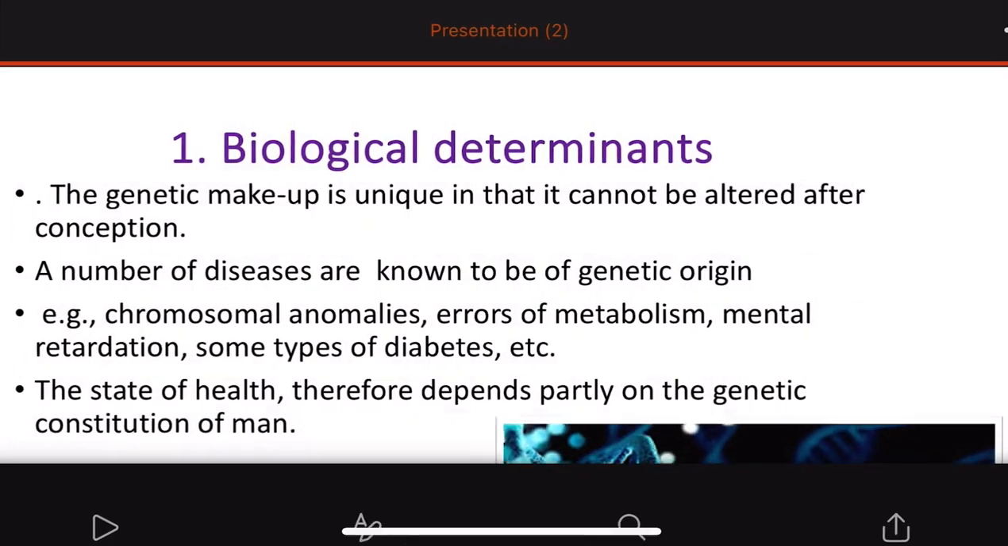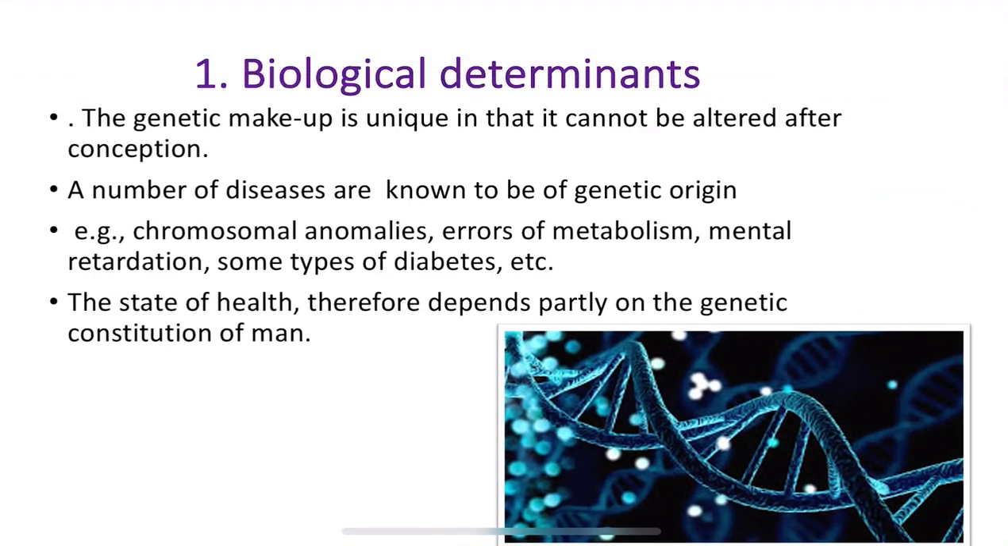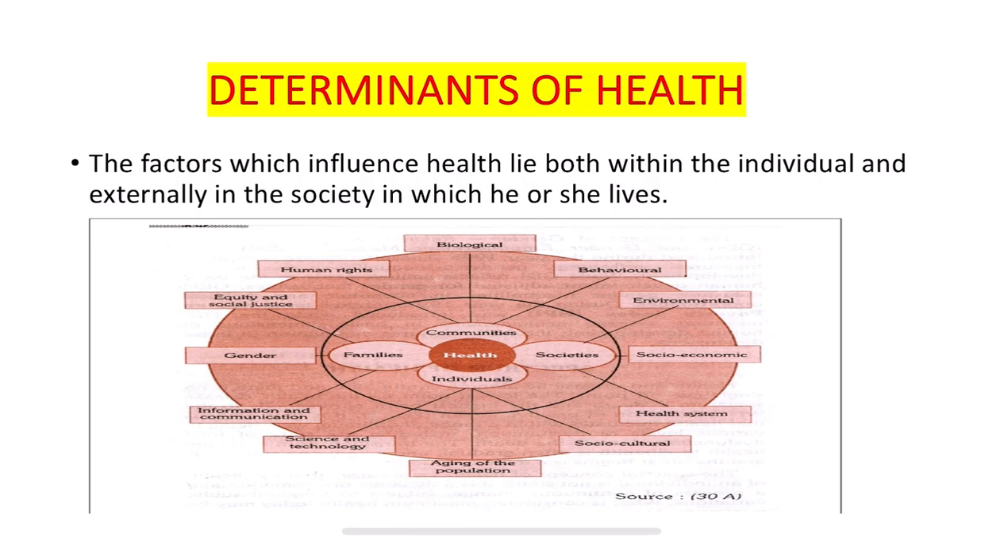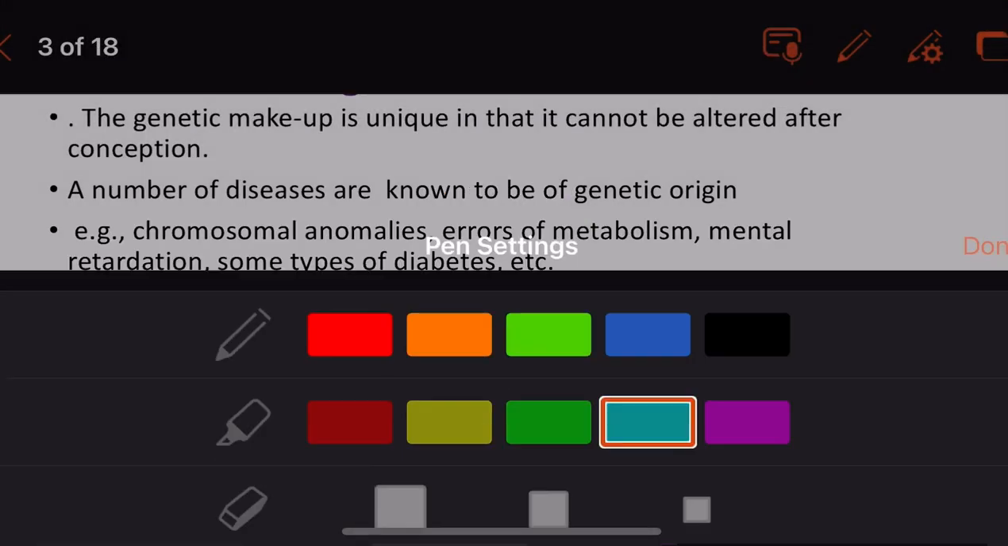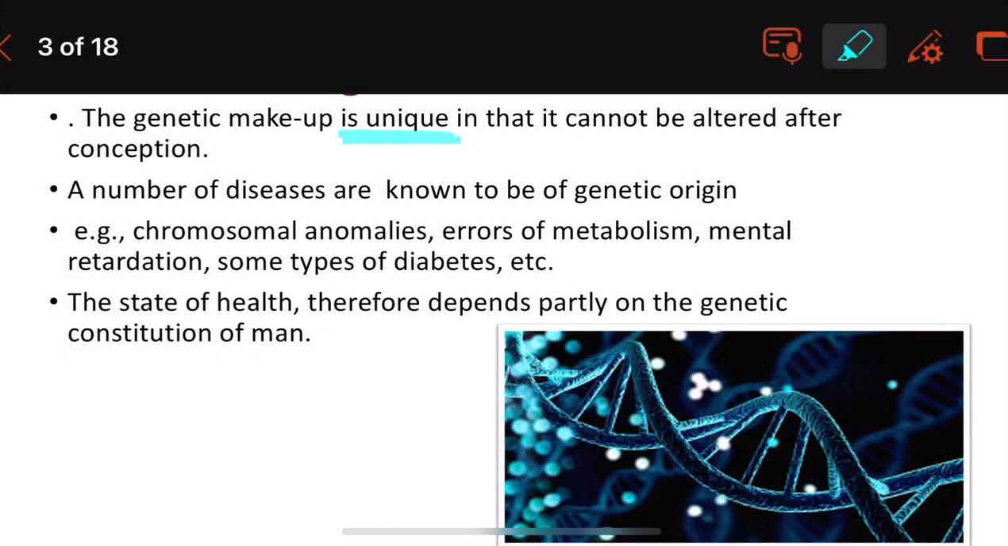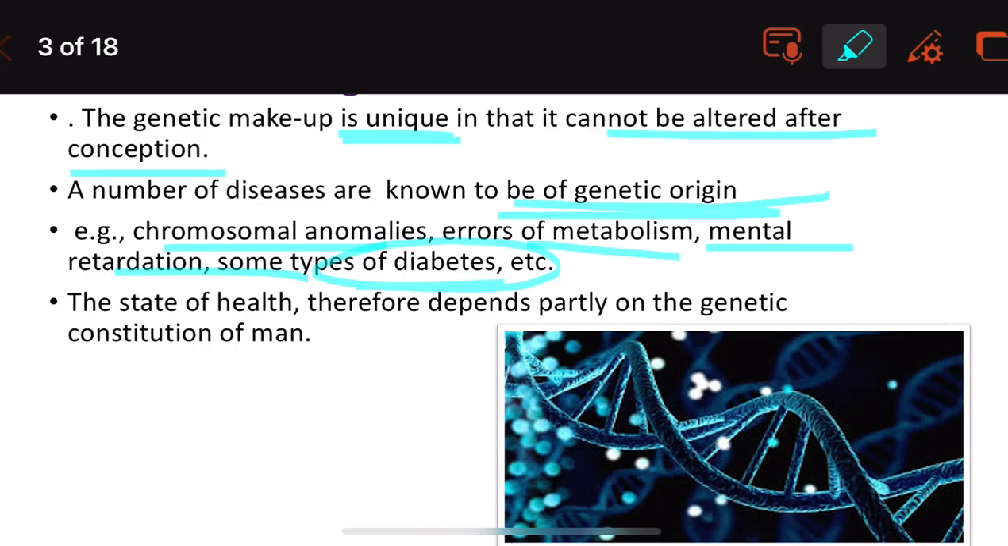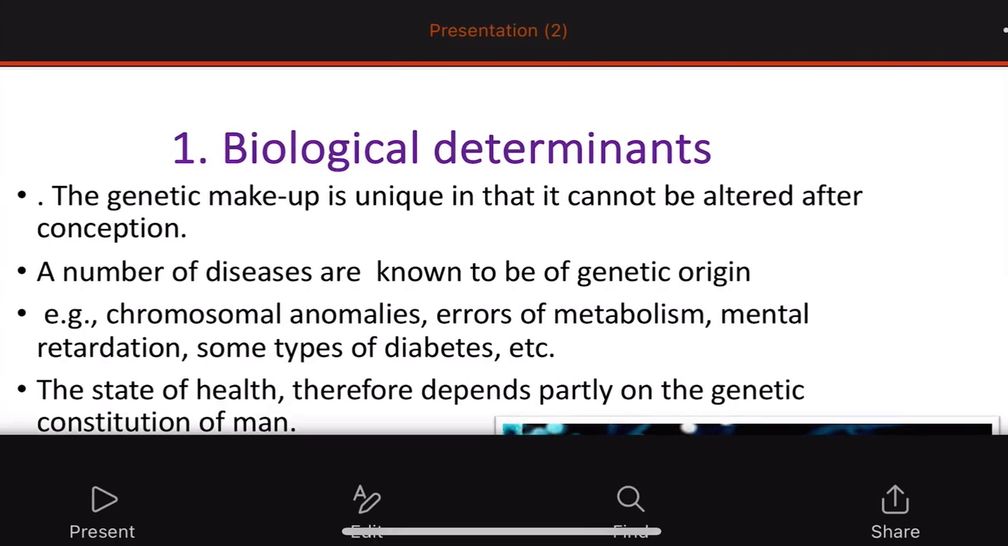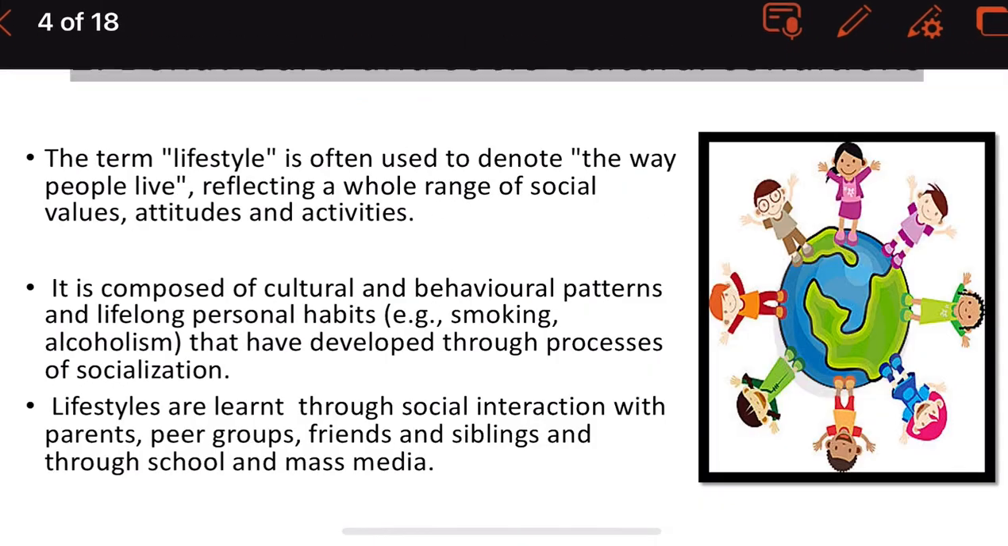I hope it is clear. What you have to remember in this slide is that it is unique and it cannot be altered. So the points are: it is unique, cannot be altered after conception. The diseases of genetic origin are chromosomal anomalies, metabolism errors, mental retardation, and diabetes. Moving on to the next thing, the biological is clear.